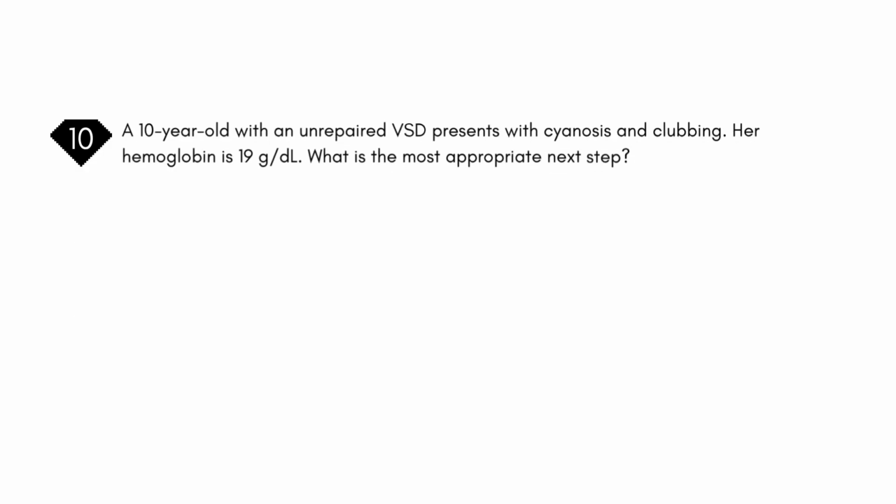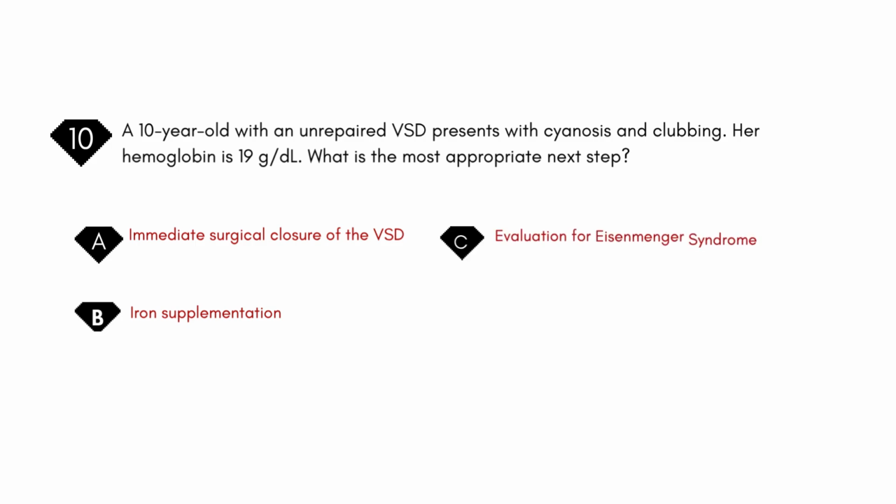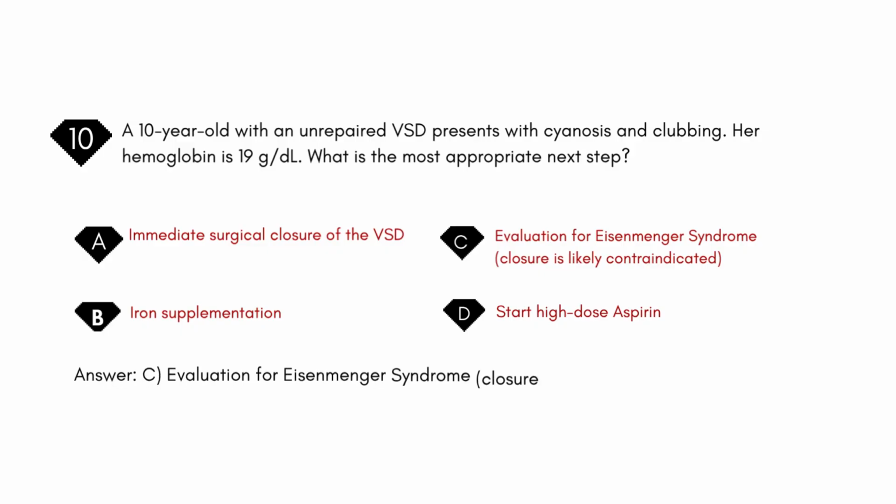A 10-year-old with an unrepaired VSD presents with cyanosis and clubbing. Her hemoglobin is 19 g/dL. What is the most appropriate next step? A. Immediate surgical closure of the VSD. B. Iron supplementation. C. Evaluation for Eisenmenger syndrome, closure is likely contraindicated. D. Start high-dose aspirin. Answer: C. Evaluation for Eisenmenger syndrome, closure is likely contraindicated.